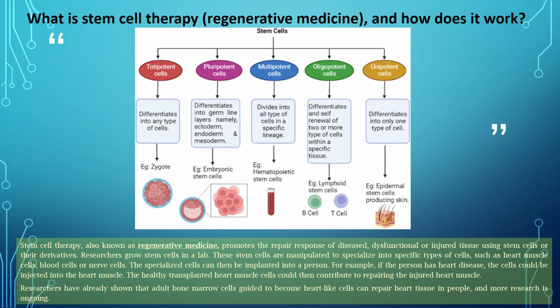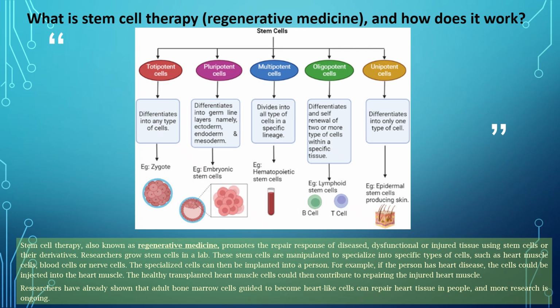Totipotency refers to the property of the stem cell by which it can differentiate into any type of cell. An example of a totipotent cell is a zygote. Pluripotent cell. A pluripotent cell is an embryonic stem cell which can differentiate into an entire organism, that is pluripotency. Multipotent cell. It can divide into all types of cells in a specific lineage. For example, the hematopoietic stem cell, which can develop into any type of blood cell.